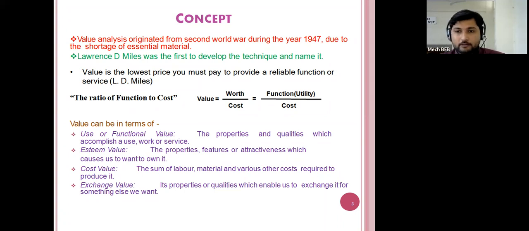And it is further quoted as functionality of a product with respect to cost, or utility of the product with respect to cost. So value can be termed in different formats. First, use or functional value.